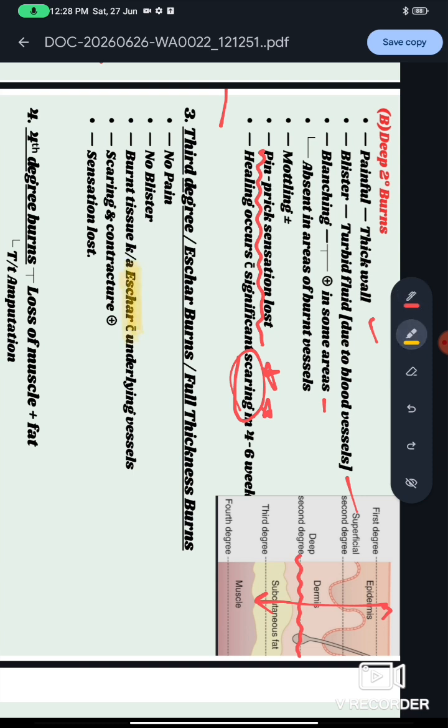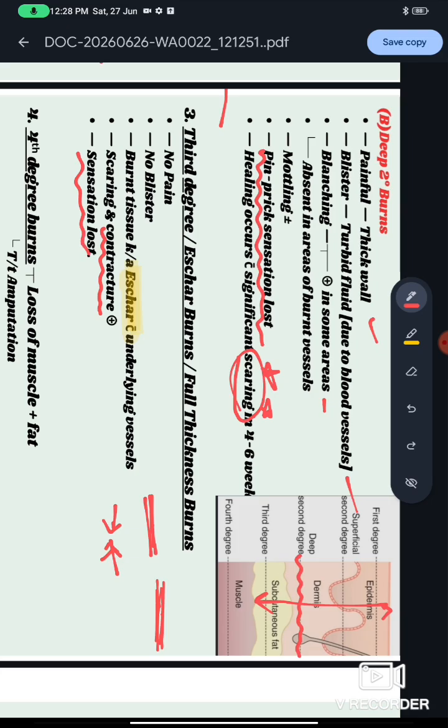Eschar formation. So what is eschar? Eschar is basically a dried layer of the superficial burnt surface. There is scarring and contracture. Contracture means the wound tends to shrink in size. This leads to scar formation and all the sensation is lost.